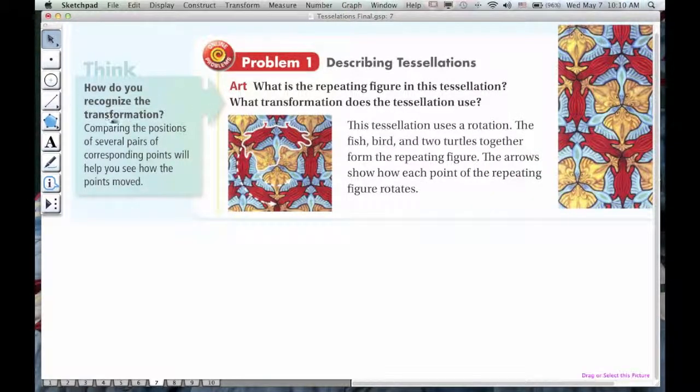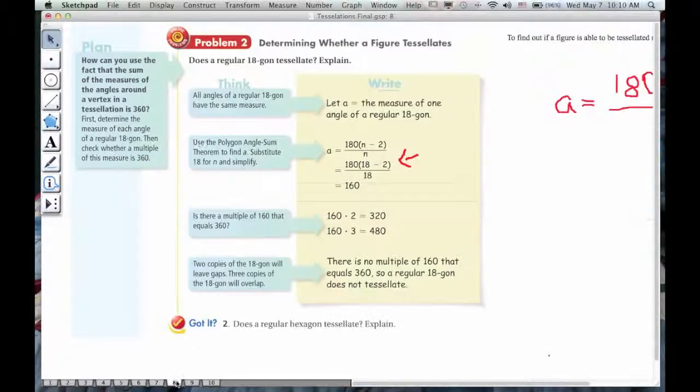Now, how do you recognize a transformation? What is the repeating figure in this tessellation? What transformation does the tessellation use? Tessellations use very interesting methods of copying themselves out, using different transformations. Here we see that these shapes right here form a repeating figure. This repeating figure then uses a transformation that we've seen before to repeat itself throughout this whole picture.